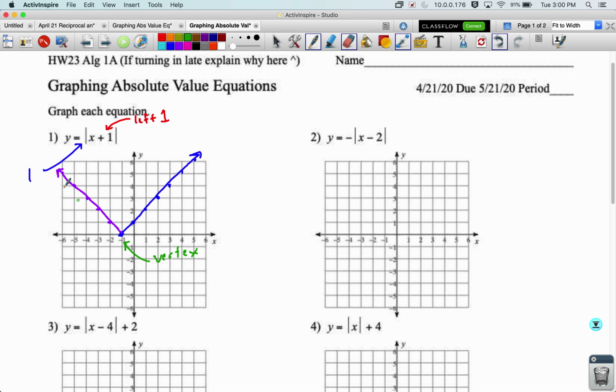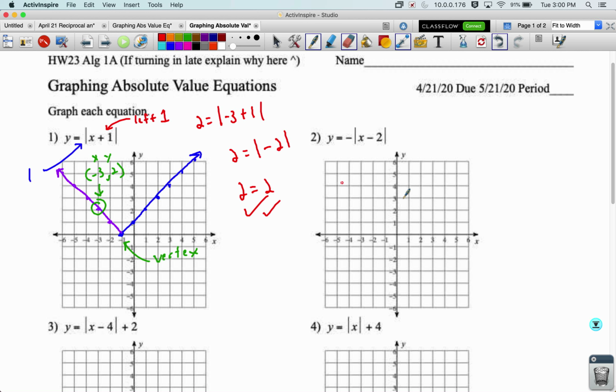All right, and so these two lines here, connected at the vertex, represent all of the points that would make this absolute value true. So if I test a point like this point right here, which is at -3, 2, it should make this equation true. So 2 equals the absolute value of -3 plus 1. 2 equals the absolute value of -2. And we know that the absolute value of -2 is +2, so 2 equals 2. That's a true statement. So that's a good sign that we have graphed this one correctly.